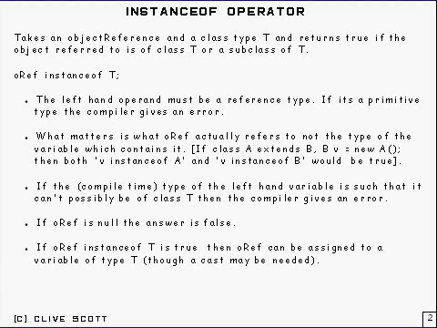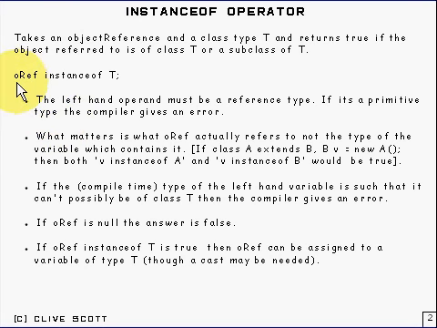Right, well, the instanceof operator, this is what it does. It takes an object reference and a class type. There's the class type there, there's the object reference there, and it returns true if the object referred to is of class T or a subclass of T. Now the left-hand operand has got to be a reference type. It can't be a primitive type. If it's a primitive type, you get a compiler error.